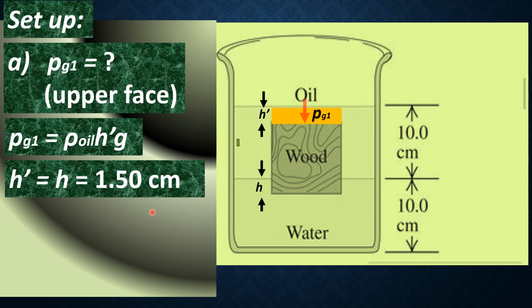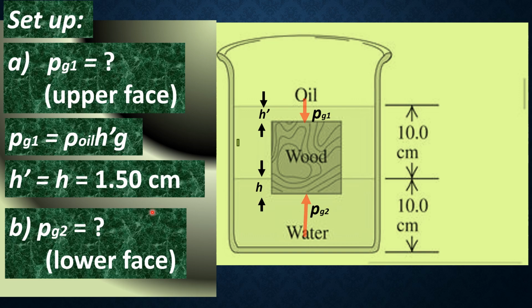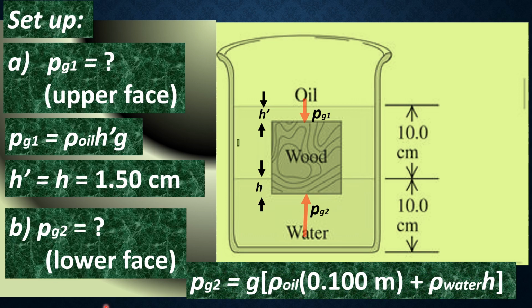Likewise, to calculate the gauge pressure at the lower face of the block, we use this formula, P sub G2 equal to the pressure associated to the entire depth of oil equal to 10.0 centimeters or 0.100 meters, plus the gauge pressure of water at a depth h.